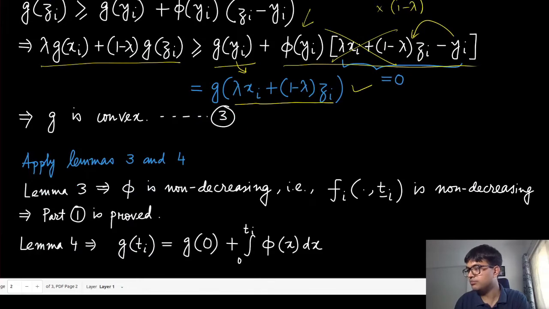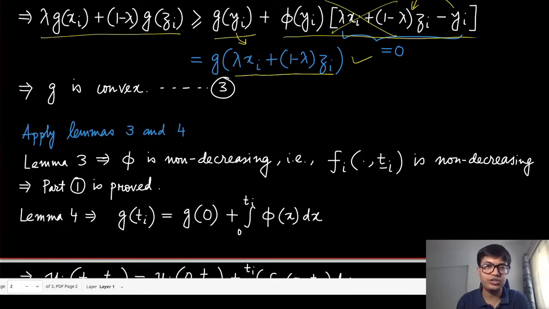Now we are going to use the properties of this convex function and its subgradient, and we can apply Lemma 3. Lemma 3 said that when you have a subgradient of a convex function, then that subgradient is going to be non-decreasing. Therefore fi(ti, t-i) is non-decreasing in ti, and that is what we wanted to prove. This is part 1 of our Myerson's result.